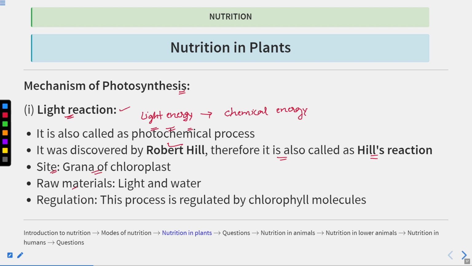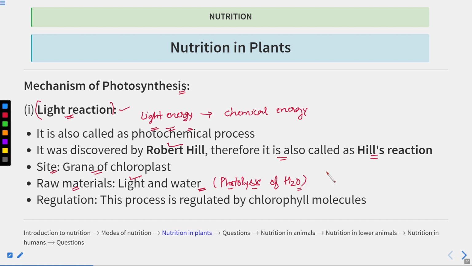And what are the raw materials, or what are the substrates required for the light reaction? Light is required, obviously, because it is light dependent. So light is required as well as water. Why is water required? There is a breakdown of water, which is known as photolysis of water. Photo means light, lysis means breakdown. There is photolysis of the water molecule, H2O.